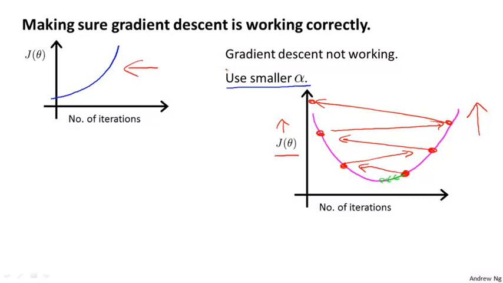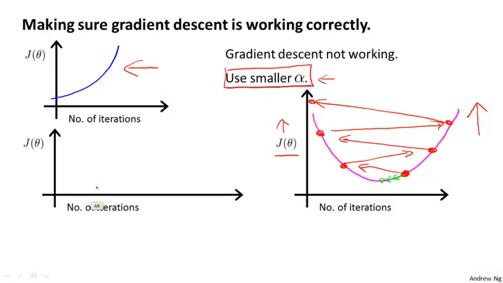And if you see a plot like this, the fix usually is to just use a smaller value of alpha. Oh, and also, of course, make sure that your code does not have a bug in it, but usually too large a value of alpha could be a common problem. Similarly, sometimes you may also see J of theta do something like this. It may go down for a while, then go up, then go down for a while, then go up, and so on. And the fix for something like this is also to use a smaller value of alpha.